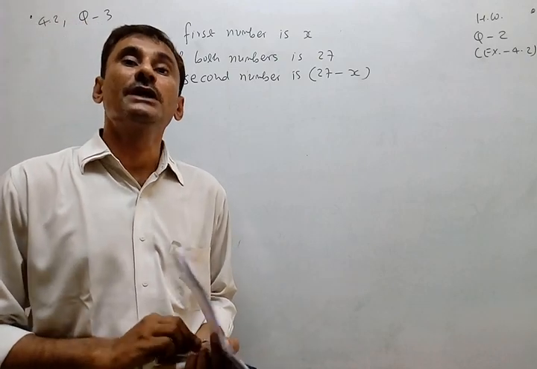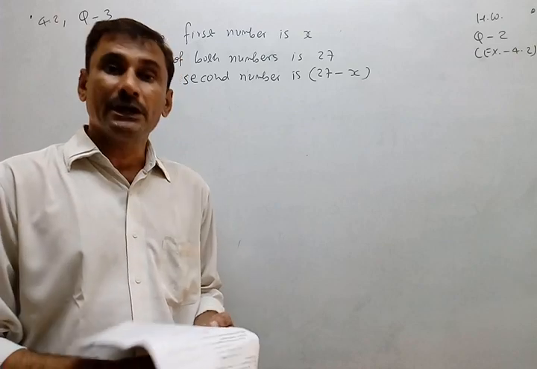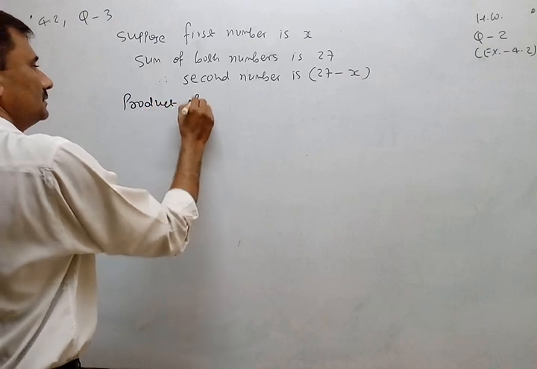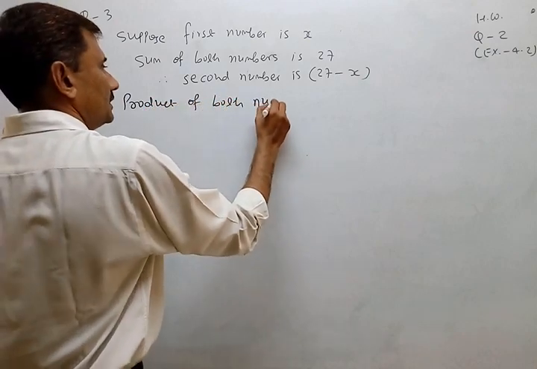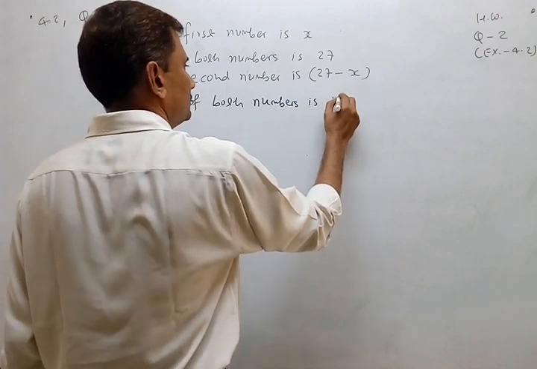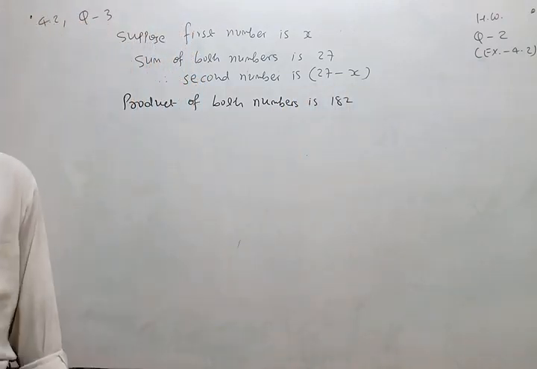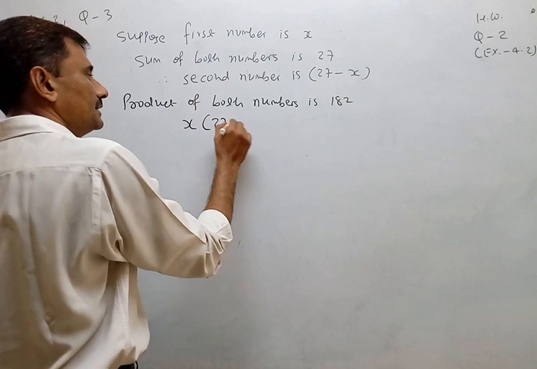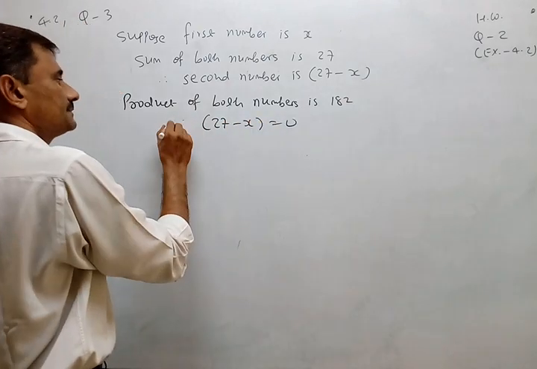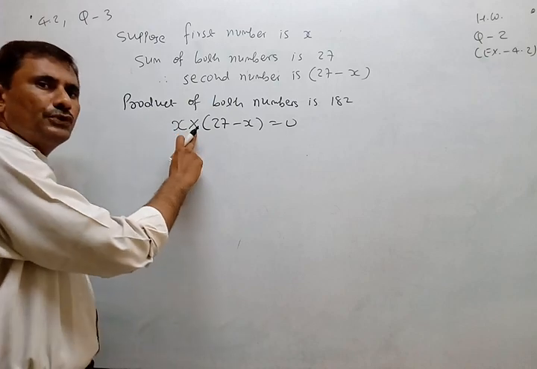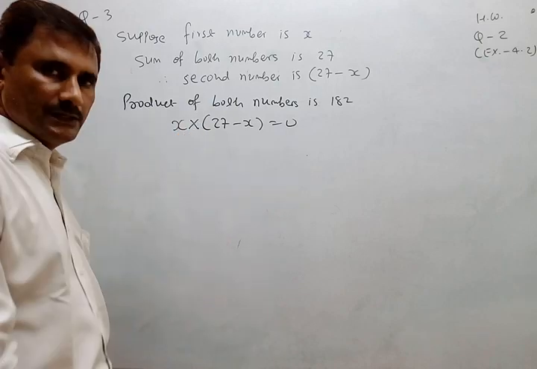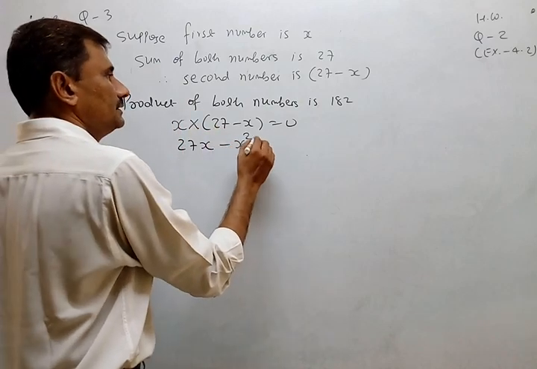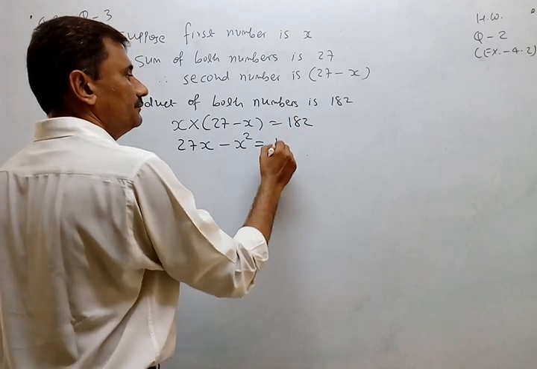Now use the second data for forming the equation. What is given? Product is 182. So write down: product of both numbers is 182. Product of both numbers is 182, means this and this. The product of both is 182. So x multiplied by 27 minus x. No need to put the multiplication sign here because it is automatically considered. Now multiply: 27x minus x square equal to 182.